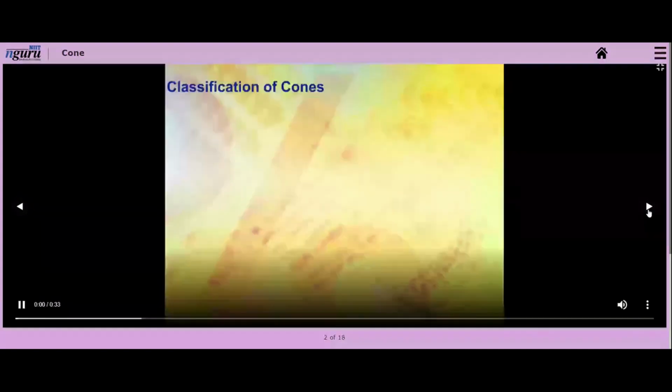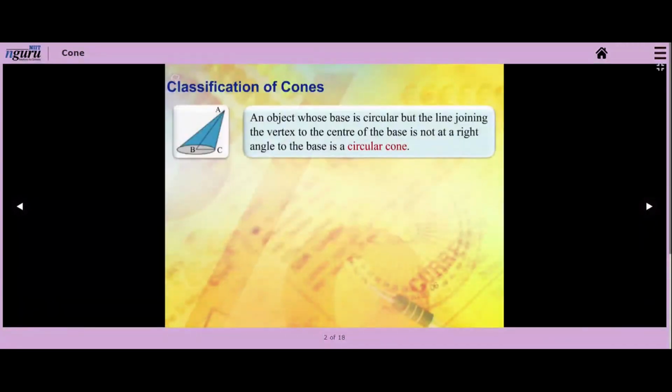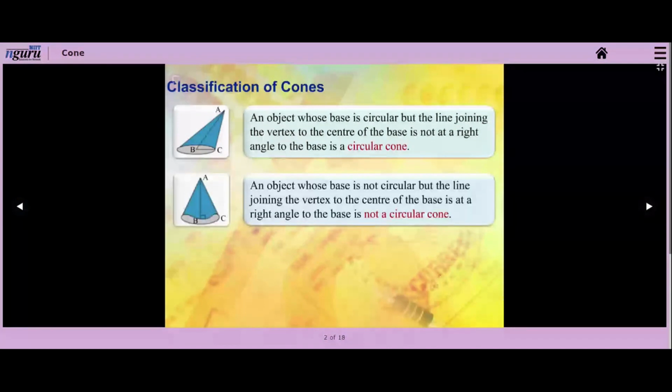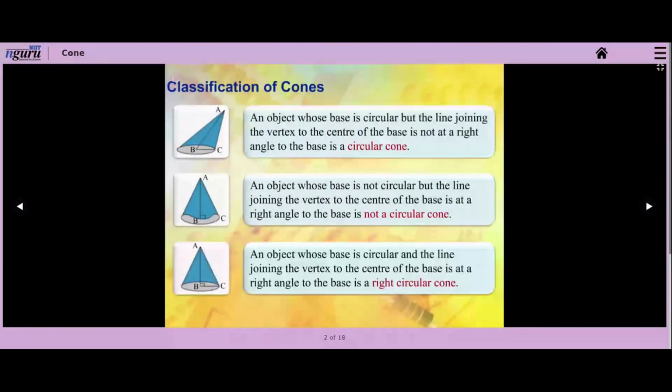This is about cones. Let's discuss the various types of cones. An object whose base is circular, but the line joining the vertex to the center of the base is not at a right angle to the base, is an oblique circular cone. An object whose base is not circular, but the line joining the vertex to the center of the base is at a right angle to the base, is not a circular cone.